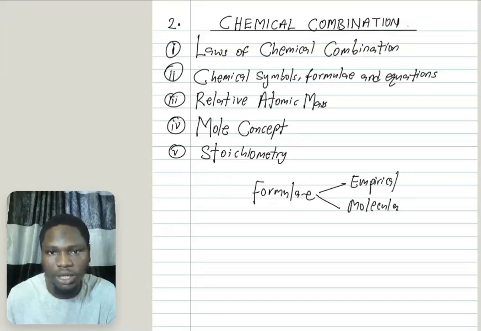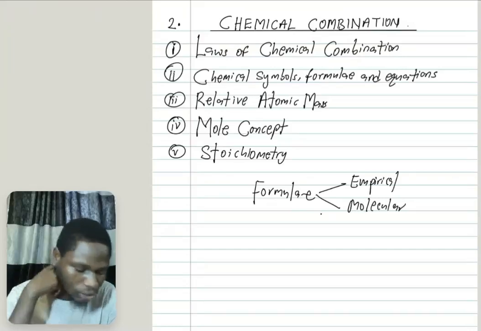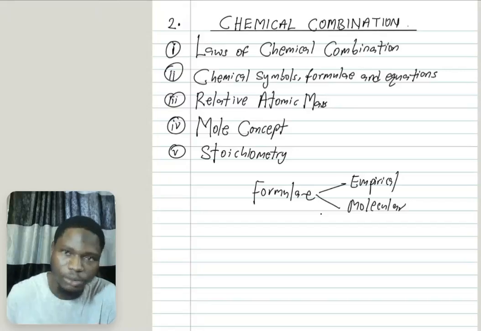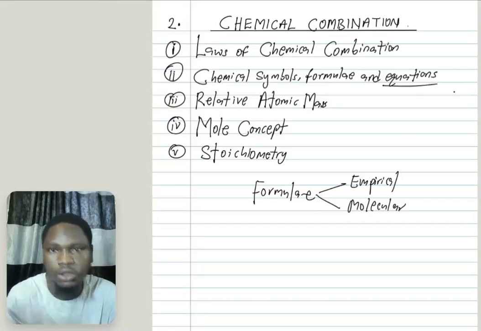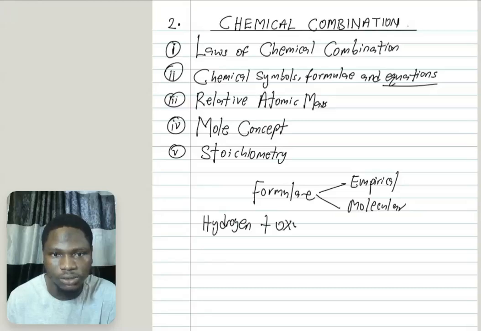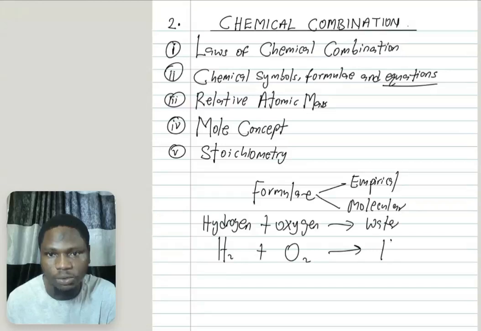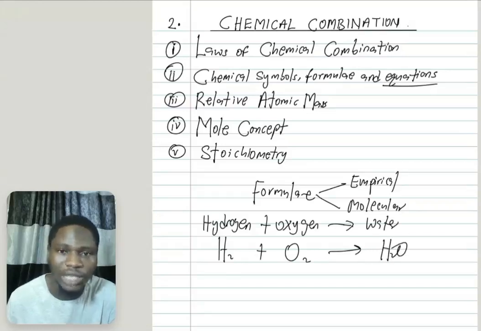Molecular formula. You are going to learn the 2. And also you are going to learn balancing of chemical equations. Under chemical equations, you know about equations. Let me say I have hydrogen plus oxygen gives water, for example. So this is hydrogen, this is oxygen, and this is water. So you are going to learn how to balance this type of equation. So you are going to learn a lot of them and so on like that.